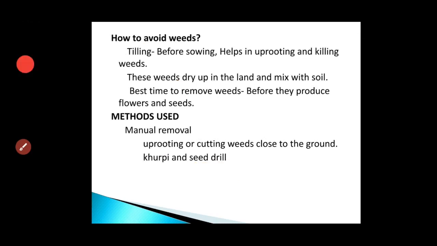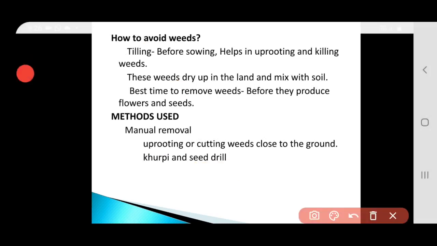So how can we avoid these weeds? It can be done by the tilling process. Can you remember this tilling process? It is done in the preparation of the soil. So before sowing, it helps in uprooting and killing the weeds. So we are just uprooting the weeds and killing them. These weeds dry up in the land and they are mixed with the soil. The best time to remove the weeds is before they produce flowers and seeds. So before this stage, we have to uproot the weeds.